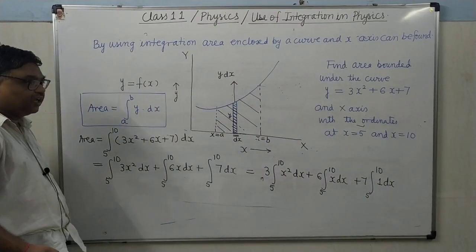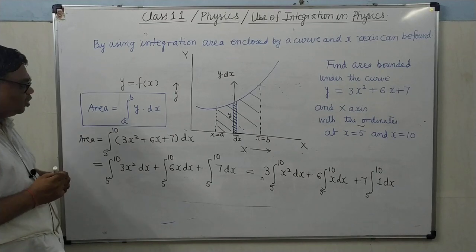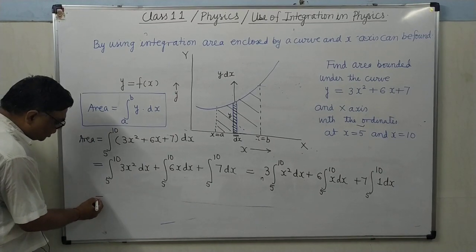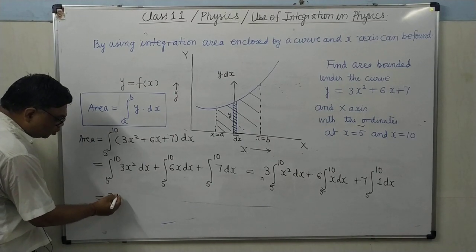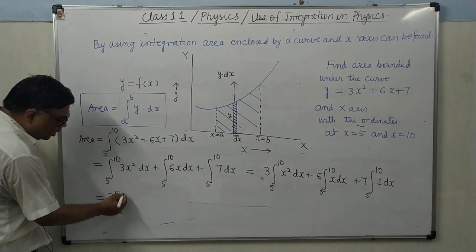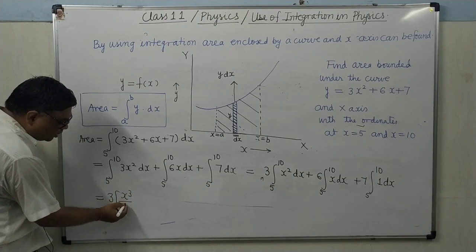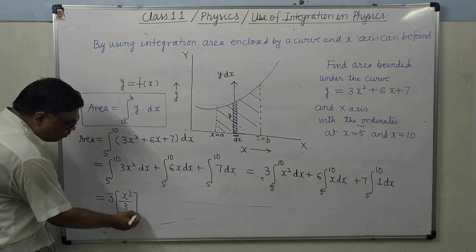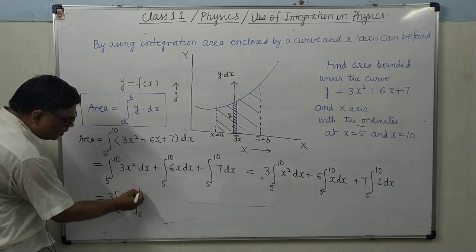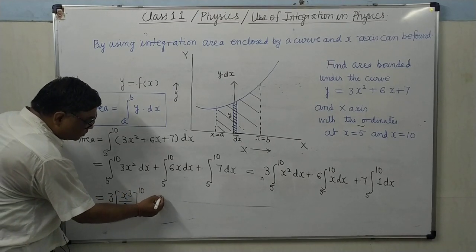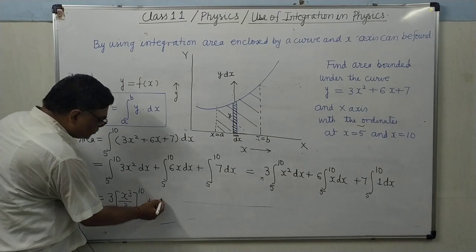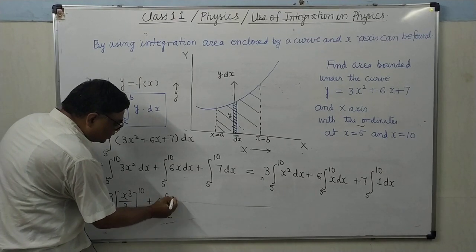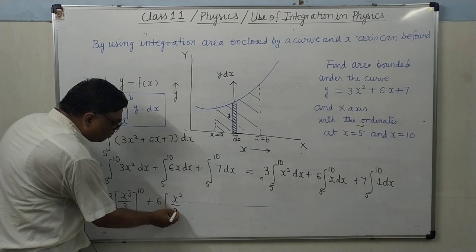Now what is integral x square dx? Already I have told, if you use the formula you will get x cube upon 3. Limit is from where to where? 5 to 10, plus 6 integral x dx, x square upon 2.